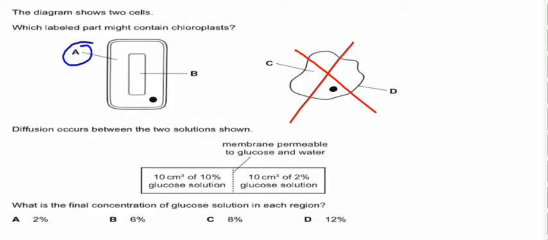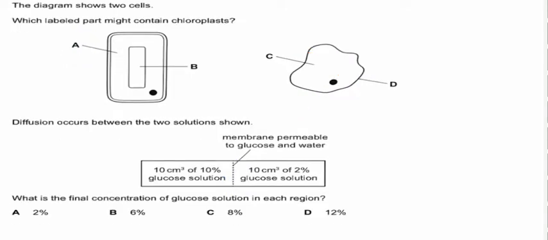Question 2. Diffusion occurs between the two solutions shown. So we have the membrane permeable to glucose and water at this point here. And we have the solutions. So we have the same volume, which is 10 centimeters cubed, but the percentage of glucose here is different. So here we are having 10% and here we are having 2% of glucose solution.